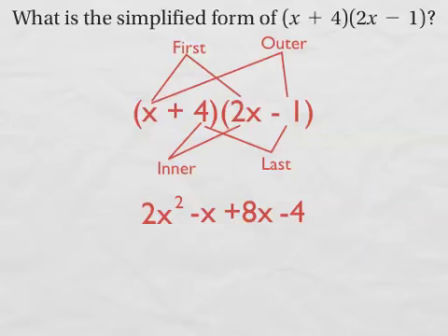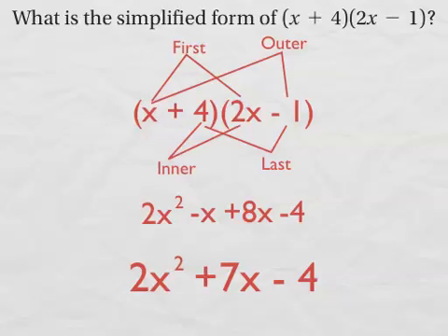Just like with the table method and the distributive property, now I need to combine my like terms if I have any. In this case, I do have two like terms: negative x plus 8x. Negative 1x plus 8x gives you a positive 7x. So my final answer is 2x squared plus 7x minus 4.